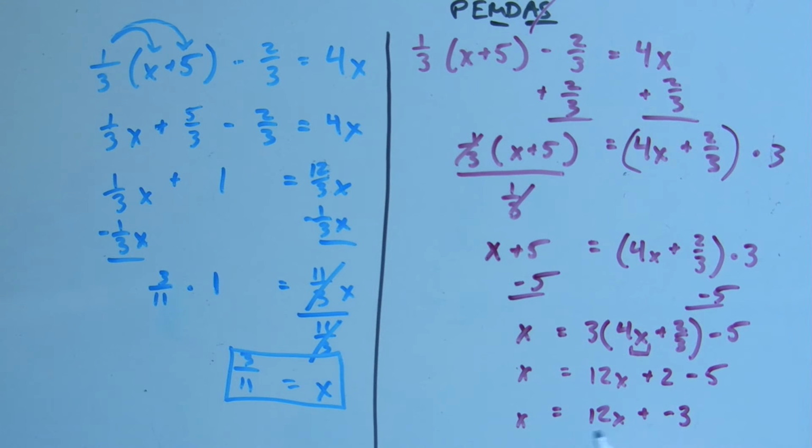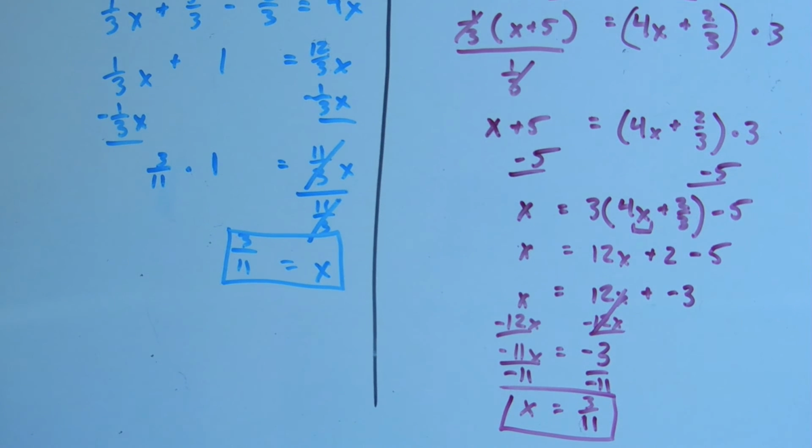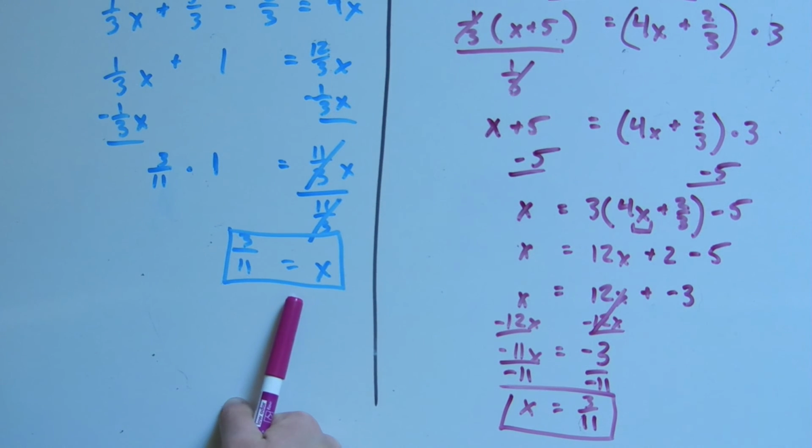is a negative 3. Now, let's move this 12x to the other side to get the x's all on one side of the equation. X minus 12x is going to be a negative 11x, and that's equal to a negative 3. So now we just have to divide by negative 11. X is equal to negative divided by a negative is a positive. So x is equal to 3/11. The same answer we got on the left.